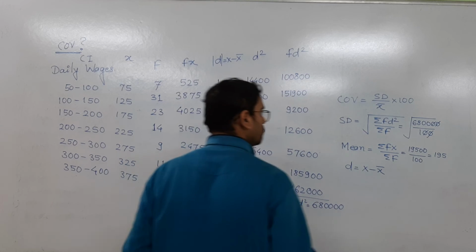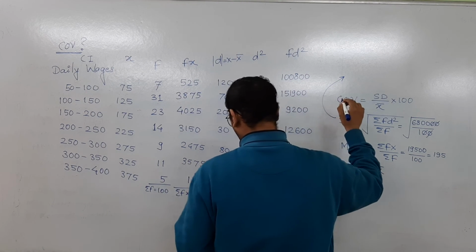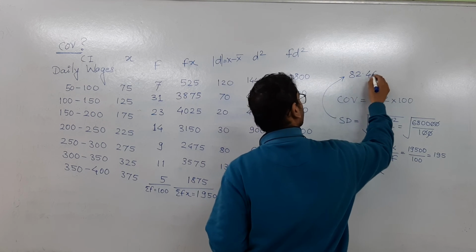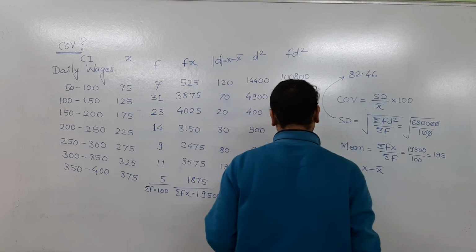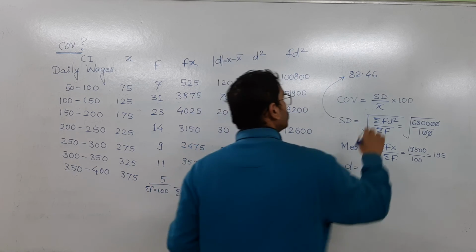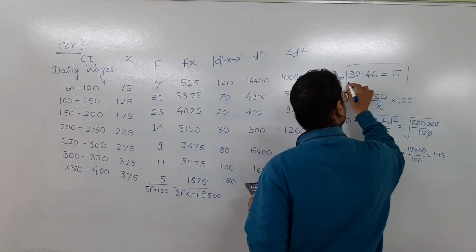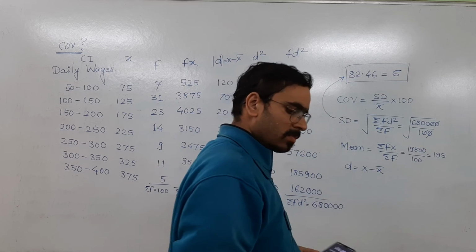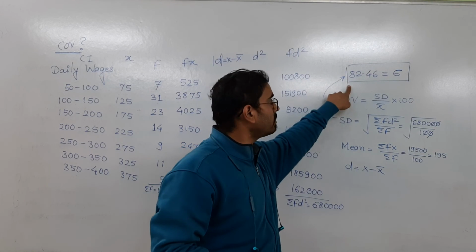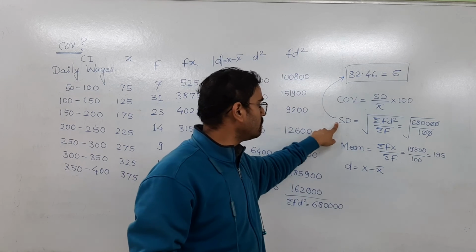So that will be the standard deviation. I am writing it here. The standard deviation I am getting is 82.46. Okay. You can also indicate standard deviation with that sign. So what is the standard deviation? The standard deviation is 82.46. We got the standard deviation.